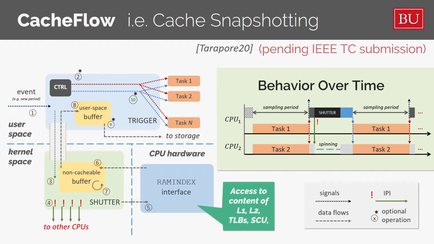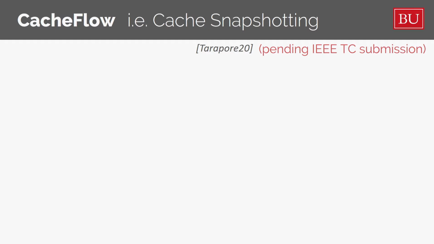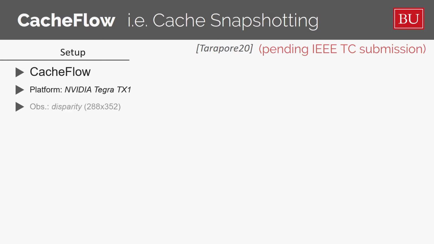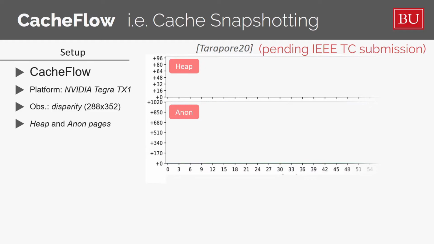And so just to give you an idea of what can be achieved in terms of understanding of interaction between workload and platform, here we have a setup where we use CacheFlow on an NVIDIA Tegra TX1. And we look at the same disparity benchmark that we were looking at before. And specifically, we focus on two types of pages in two different areas. One is the heap, and one is an anonymous region allocated by glibc when allocating a big memory buffer.